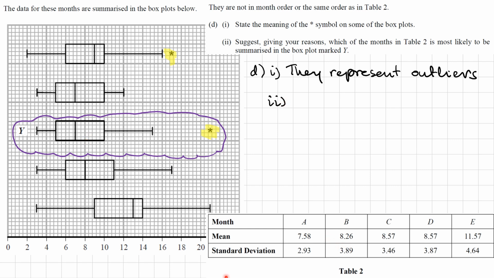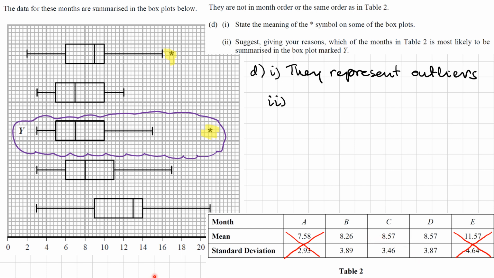So I'm going to start by looking at the standard deviations and look at the spread of these box plots. So box plot Y doesn't have the smallest spread like the one above it does. So I would probably suggest that it's not going to be A because that has the lowest standard deviation, and this doesn't have like the smallest spread. Neither does it have the largest spread like this box plot at the bottom. So month E, which has the highest standard deviation, I'm going to ignore as well. So that leaves me with B, C and D.